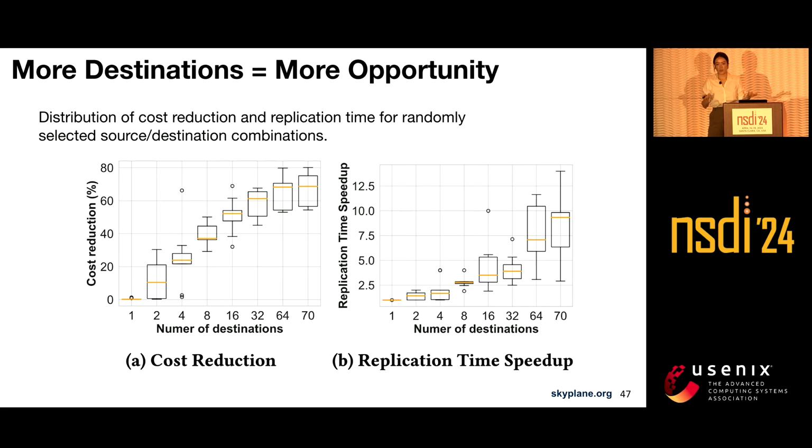And finally, one more thing I wanted to mention is that the more destinations we have, the more optimization opportunity there is. You can see on this side, the cost reduction side, as you get more and more destinations, the optimization space gets bigger, so you can get more dramatic cost reductions. And similarly, for replication time speedup, the more destinations there are, the more speedup you'll get. We got these numbers by randomly sampling destinations and sources to simulate running transfers through.